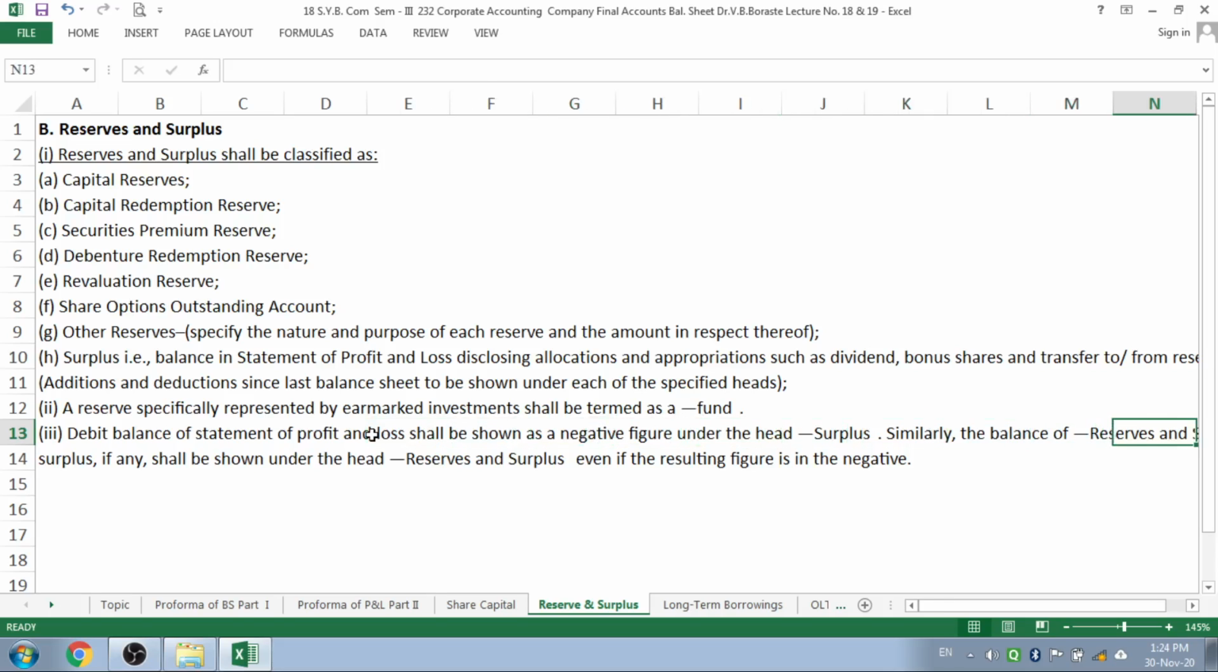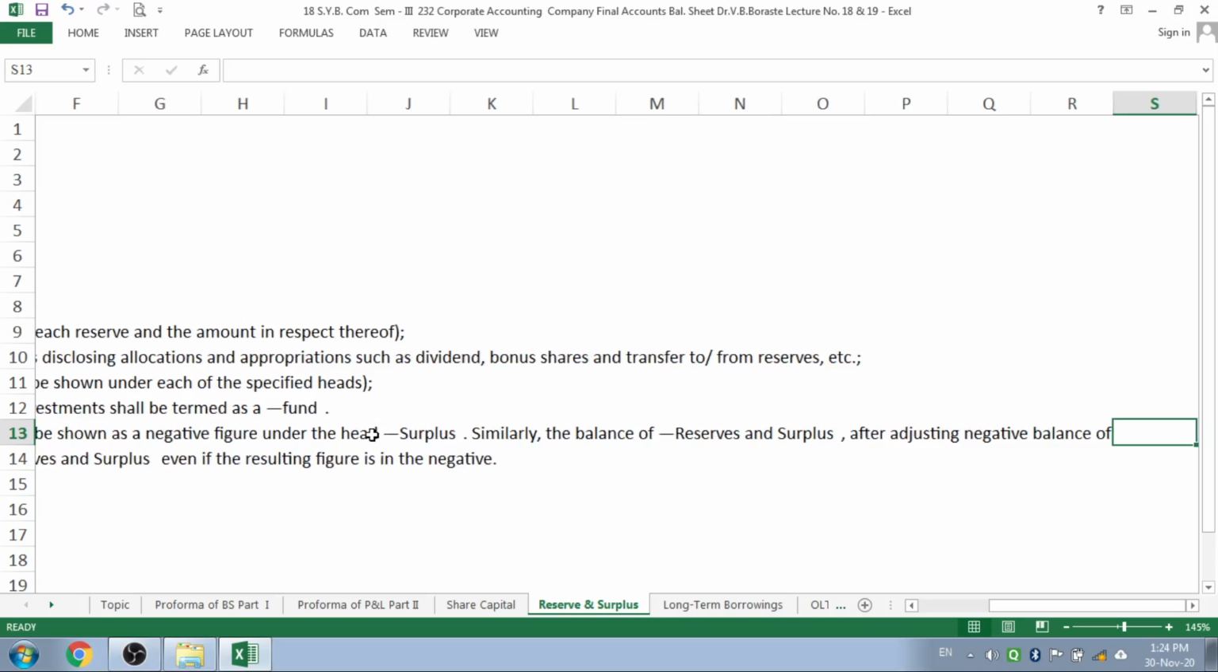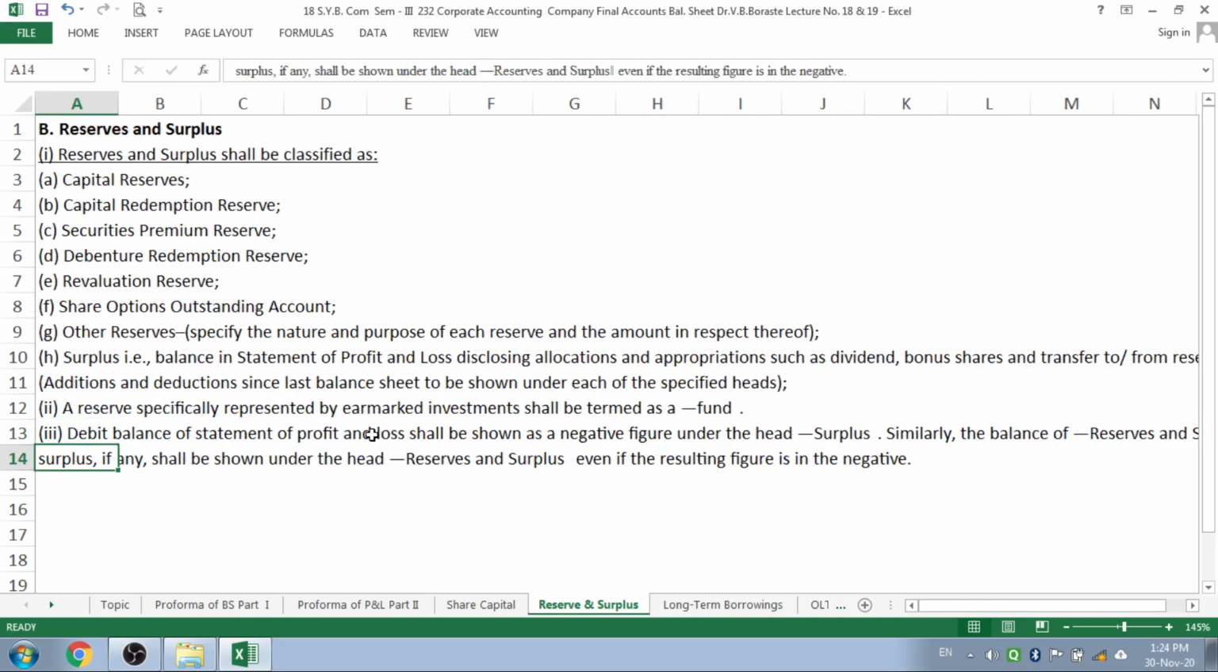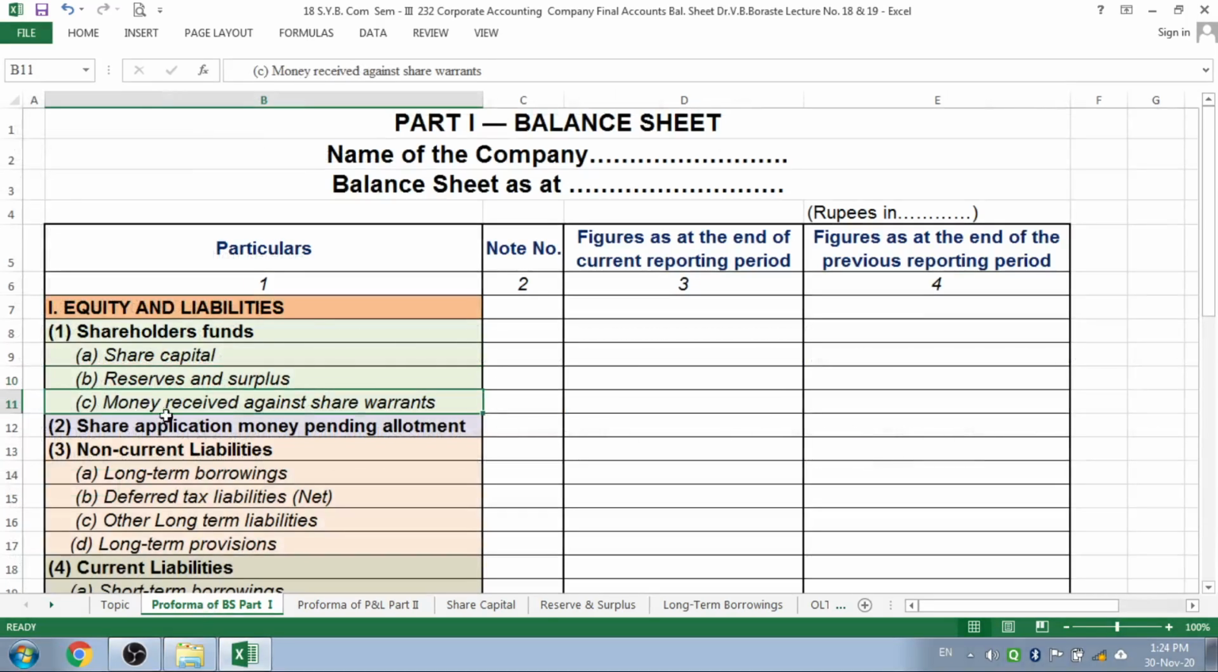Similarly, the balance of reserve and surplus after adjusting negative balance of surplus, if any, shall be shown under the head reserve and surplus, even if the resulting figure is negative. So this is the second note of reserve and surplus. The third note is money received against the warrants. If it is there, then we have to mention.